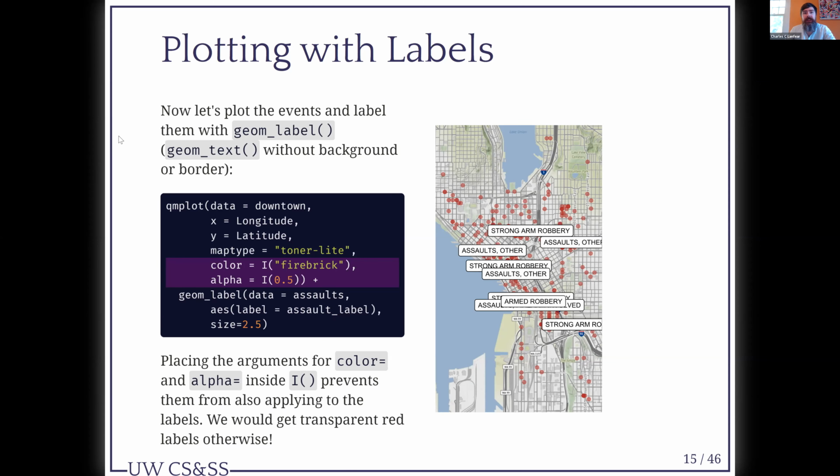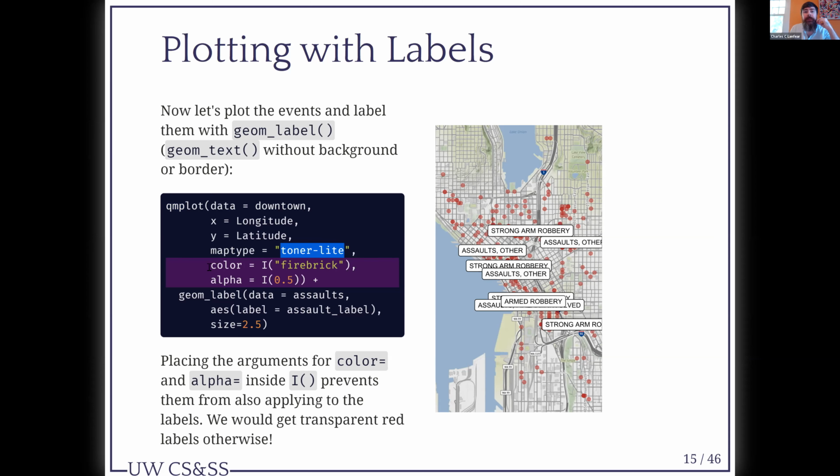So what I want to do here is I'm going to do my QM plot. My data are all my downtown crimes, not just the assaults and robberies. I say X is longitude, Y is latitude. My map type here, I say tone or light, but again, I forgot to say source equals OSM, so it's a Google map in the background. It used to, in a previous version of ggmap when I made this, recognize tone or light as OpenStreetMap, but eventually OpenStreetMap and Google had one particular map with the same name, so they made you do source, and I forgot to change it.